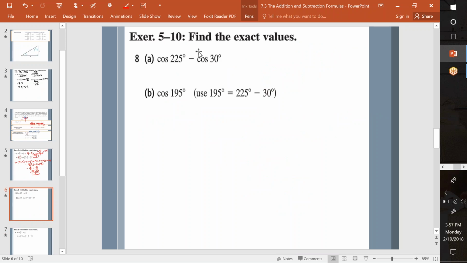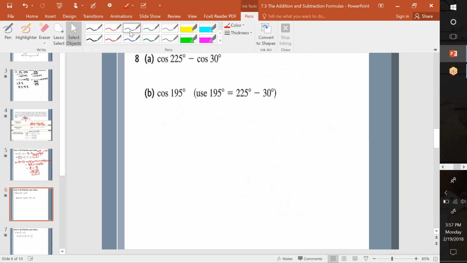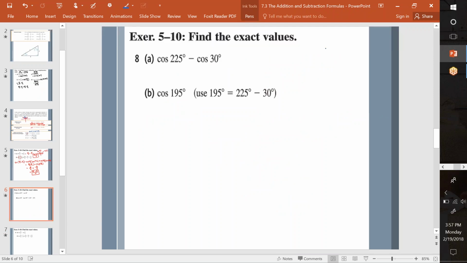So this one is having us do cosine of 225 and cosine of 30 degrees. And we're just subtracting. Notice this is two separate ones. And then we're going to use that to remember you do the cosine of 195, the formula.